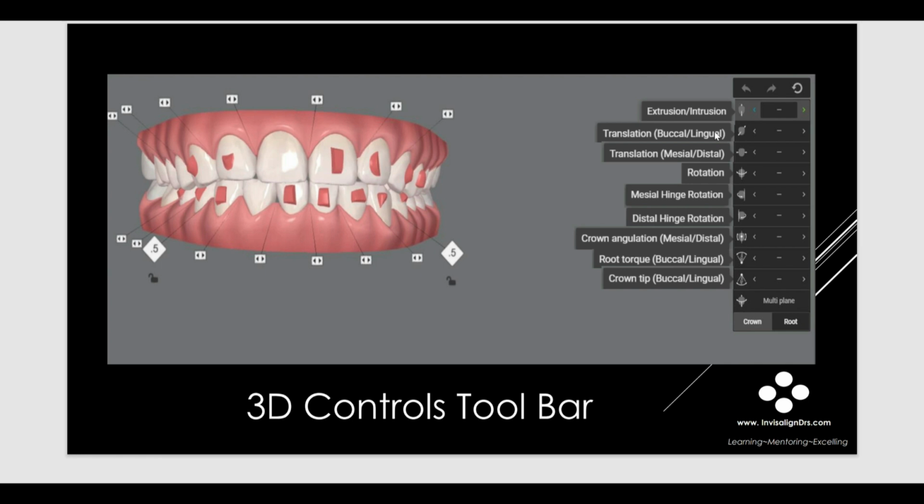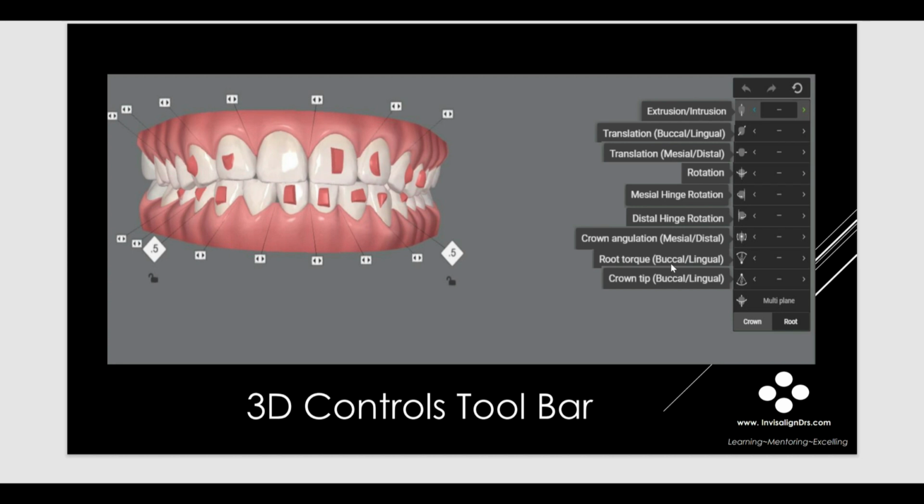And I might add that translation is when both the crown of the tooth and the root apex move the same distance. This is mesial distal translation. Same thing, the crown and the root tip apex moves the same direction. Here's rotation. Right here, this is pure rotation where the center of axis is in the center of the tooth. This is mesial hinge rotation where the axis of rotation is on the mesial aspect of the tooth, not the center. This is distal hinge rotation. This is crown angulation in a mesial or distal direction.